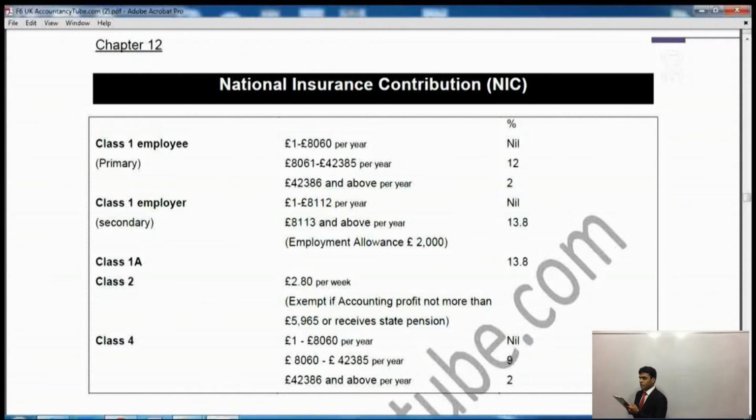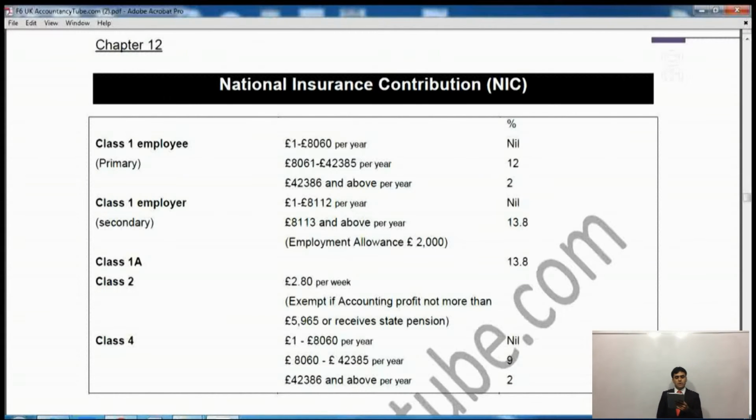Then the next one is class 2. It is paid by the self-employed. There are two kinds of people: someone who is doing a job and someone who is doing a business. So someone who is employed is working, and someone who is self-employed is working for their own self. Someone who has their own business is self-employed, someone who is working is employed. So class 2 is for people who are self-employed.